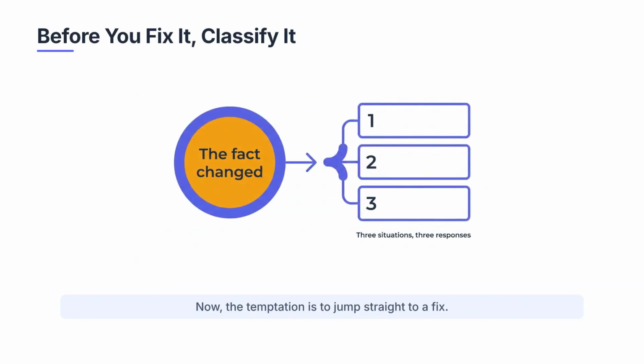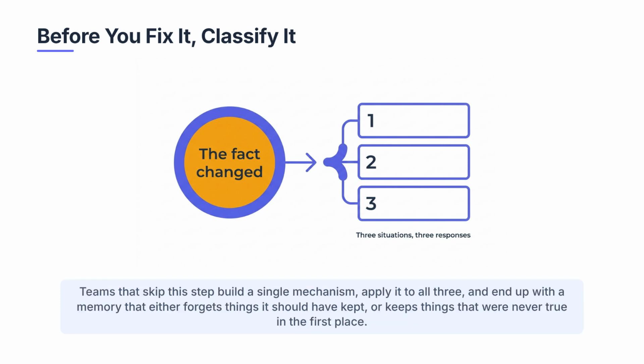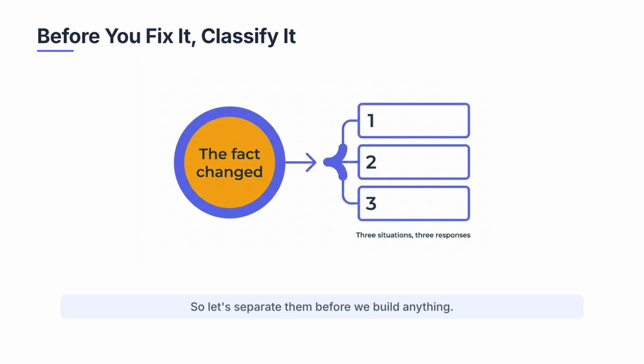Now, the temptation is to jump straight to a fix. Resist it for 2 minutes, because the fact changed is not one situation, it is 3. And they want completely different things from your system. Teams that skip this step build a single mechanism, apply it to all 3, and end up with a memory that either forgets things it should have kept or keeps things that were never true in the first place. So let's separate them before we build anything.